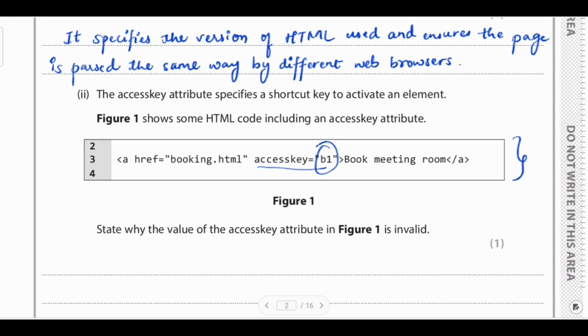An accesskey value must be a single character, just one key from the keyboard. So here B1 is invalid because it uses 2 characters instead of only 1. So you have to press B and 1. So that's not going to happen.